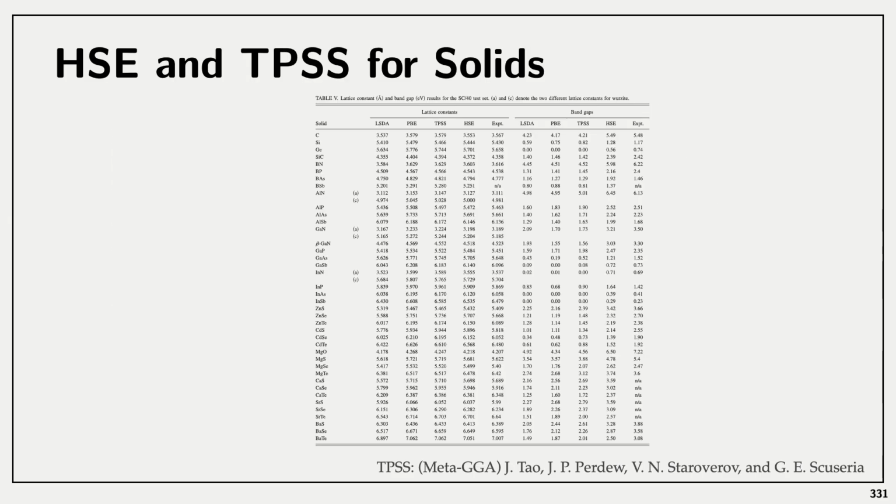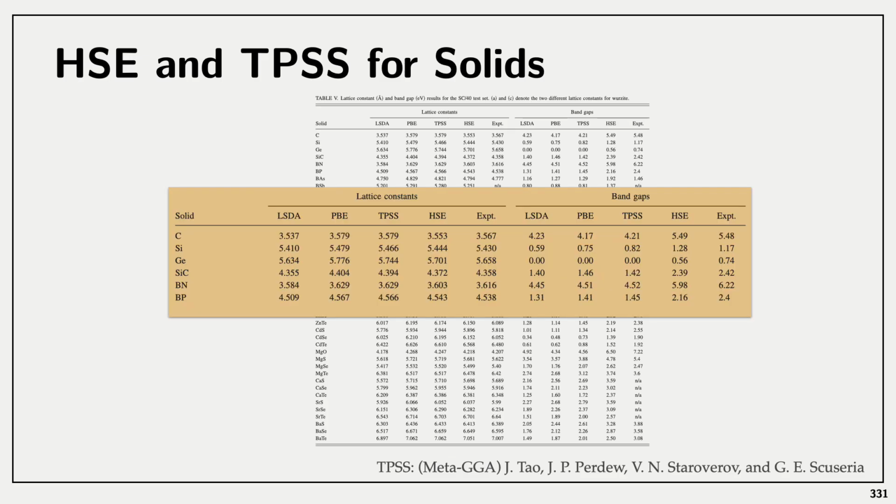And people have looked at large tables like this. Of course, I'm not expecting you to read the table, but you can look at the different values. For example, let's pick boron nitride, not the last row, but the one before last, and look at the lattice constant. We see the lattice constant for experiment is 3.6, and LDA is actually pretty good, right?